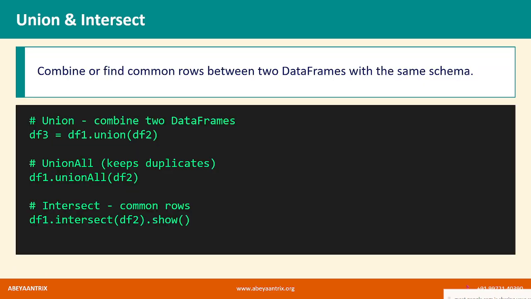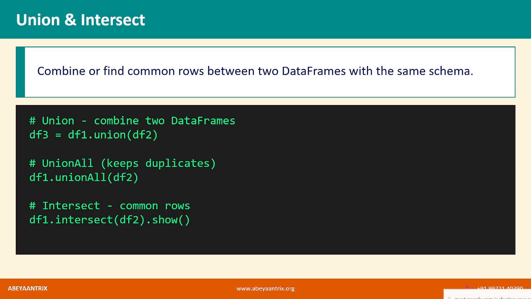And you can perform union and intersection. Union means what? Two sets, two data frames taken together and combined. So df3 is equal to df1.union(df2): two data frames df1 and df2 are unioned, and the result is stored in df3. So you are using union, and you can also use union all.